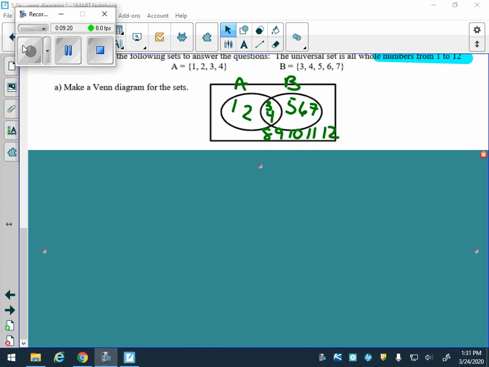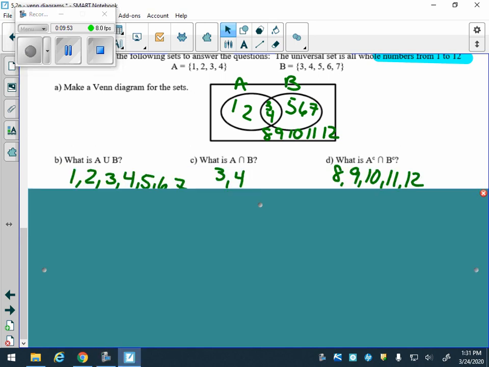All right, so you should have gotten the following Venn diagram. Okay, the key mistake that normally happens is we don't read completely through, meaning that it says the universal set is all whole numbers from 1 to 12. So that's including 1 through 12, okay? So you're given A and B, but you're not given what's on the outside, which is 8, 9, 10, 11, and 12, okay? Which is neither in A or B, okay?